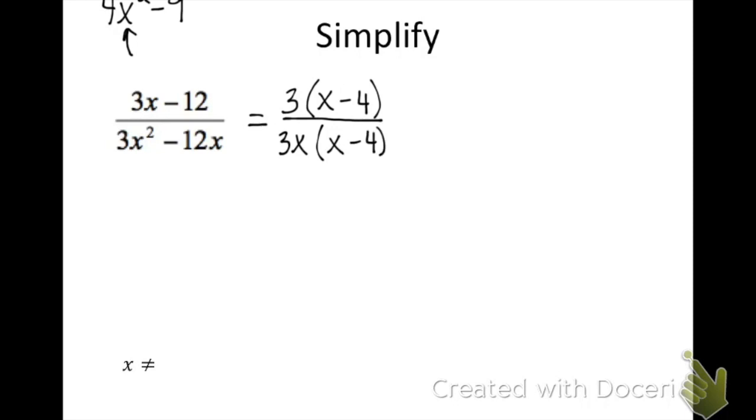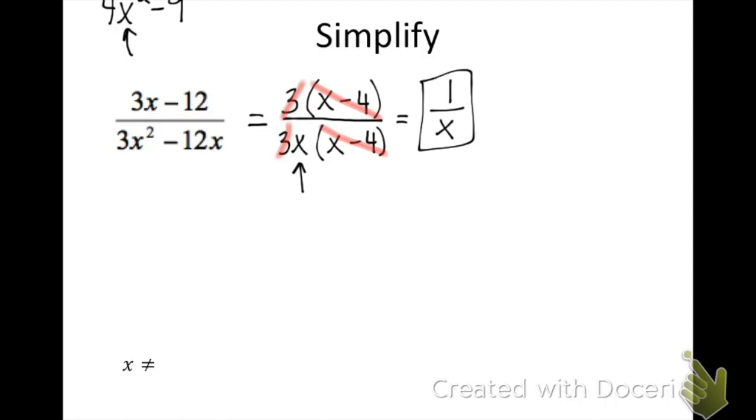Okay, so now we can look for things that are similar on the top and the bottom and cancel them out. First of all, I notice that I have a 3 being multiplied out front on both of these, so those can cancel out. I also have a common factor of x minus 4. Now I have to think about this factor as one thing, so it all gets canceled out. And all I have left is this little x right here. So my final answer is 1 over x.